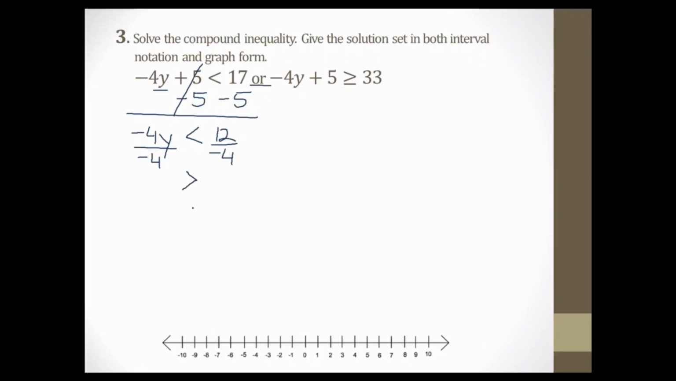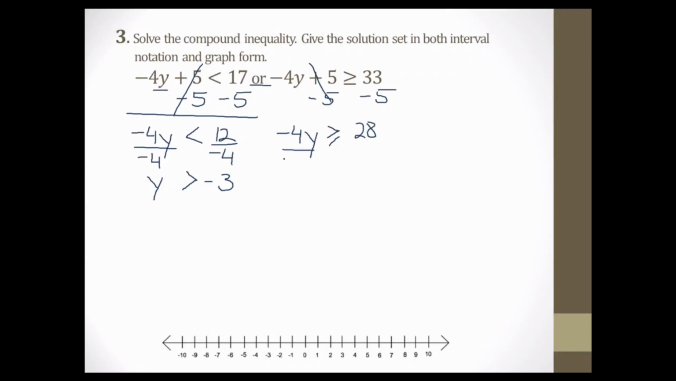So in the previous problem, we never divided or multiplied by a negative number. The sign didn't switch. We only rewrote the problem at the end. But in this case, we're dividing by a negative number, so we're switching the sign. So on this side, y is by itself, and 12 divided by -4 is -3. Now solving the right side, again subtracting 5 from both sides, and we are left with -4y is greater than or equal to, and 33 minus 5 is 28.